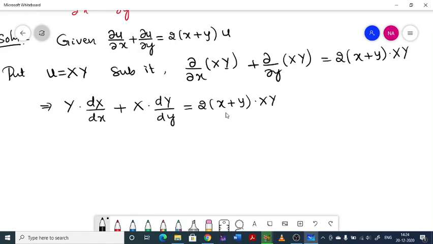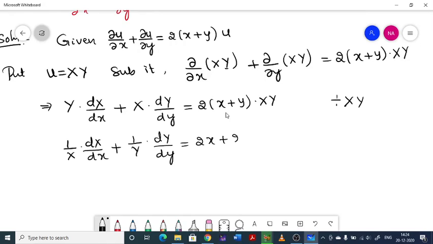Now divide both sides by capital XY. Then you get here Y gets cancelled. You get 1 by capital X into d capital X by d small x plus here X gets cancelled, 1 by capital Y into d capital Y by d small y equal to 2x plus 2y. This XY gets cancelled. No need to worry about it.